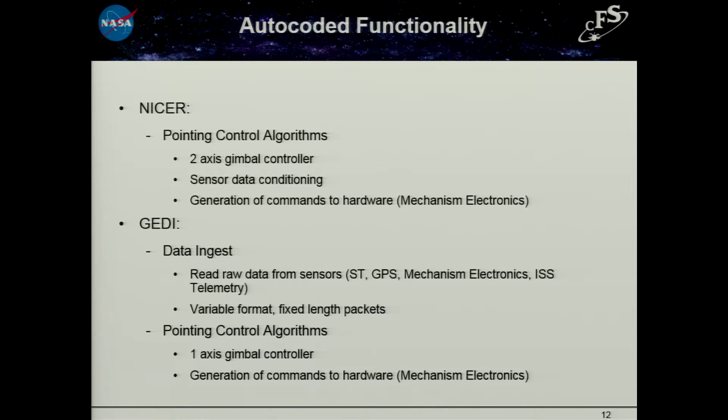And this is a description of what we used it for on NICER. So NICER, we kind of started small. We just coded the pointing control functionality to get an idea of how this process worked and how comfortable we were with it. So we coded a controller for our 2-axis gimbal system, including some of the sensor data conditioning and the generation of the commands to our hardware to close the loop.